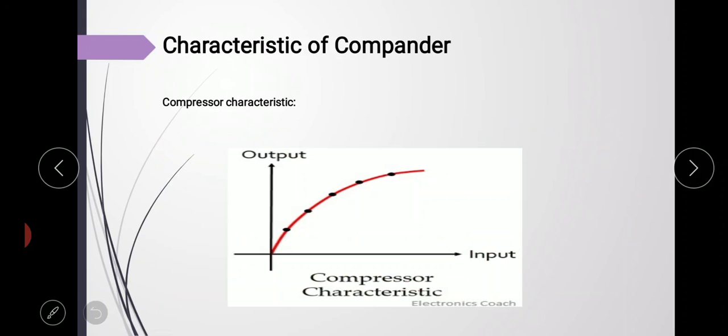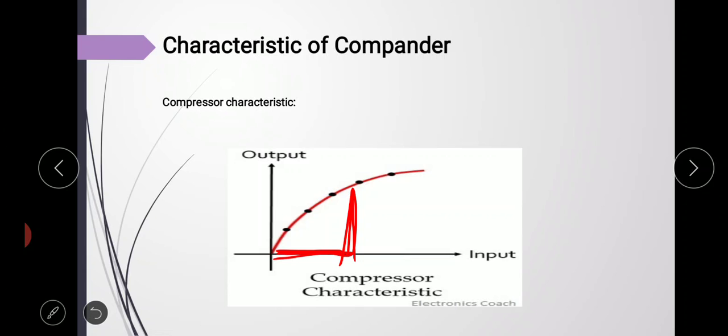Next is the characteristic of compander. So here you can see the characteristic. So the graph clearly represents that the compressor provides amplification to weak signal and attenuates the strong signal. Means this one is the input line. This is the starting of the input signal, means at the beginning the value of the input signal is low. So at this duration the input signal is low. So the compander amplifies the input signal.